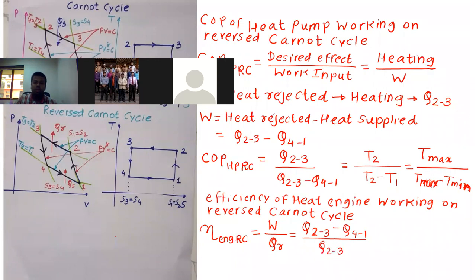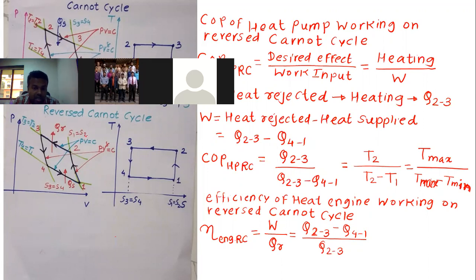Try to understand, because this is reversed. This is a reverse Carnot cycle, so we need to take work done as heat rejected minus heat supplied. Because more amount of heat is rejected as compared to heat received.